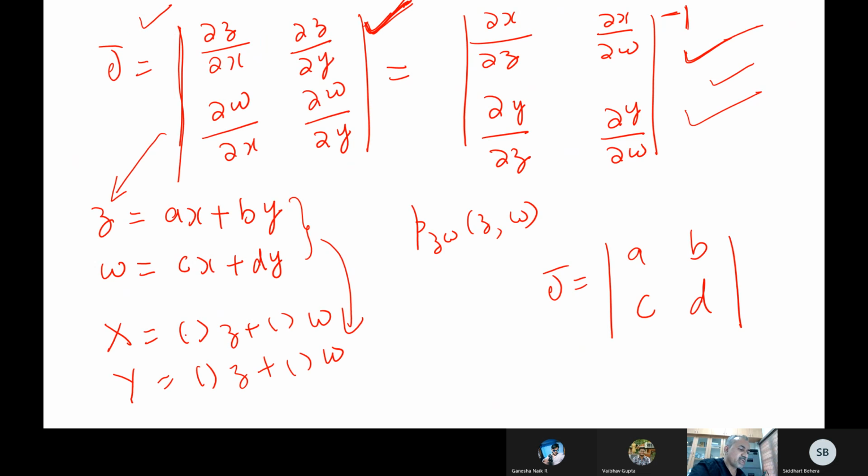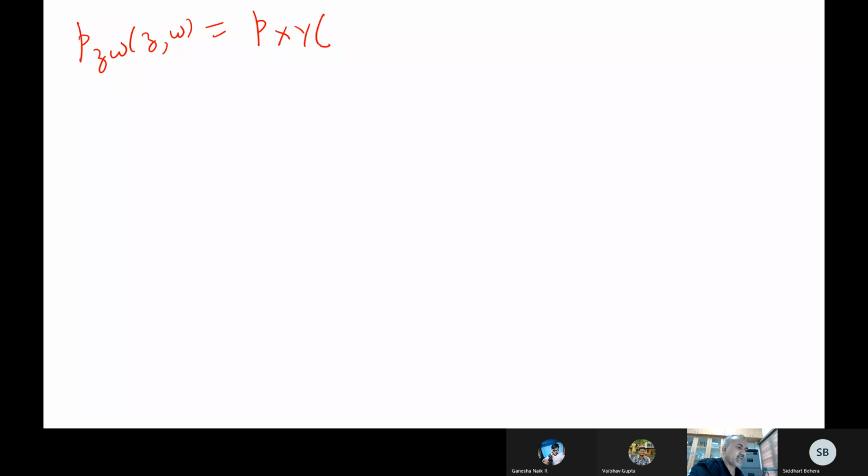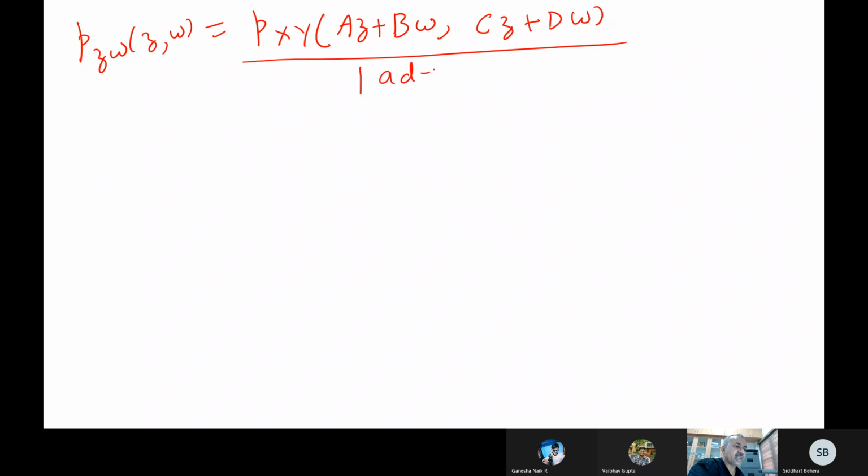So now my p of z, w turns out to be p of x, y, and our x we have to write as capital A z plus capital B w, and then capital C z plus capital D w. And my Jacobian matrix determinant is AD minus BC. You followed. So this is how we write the two-dimensional case.